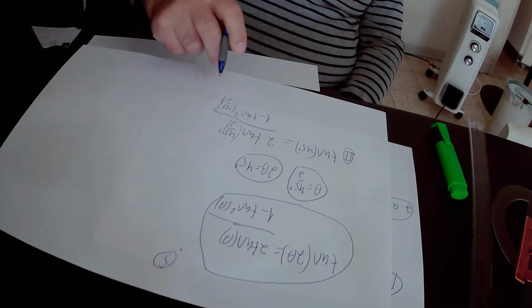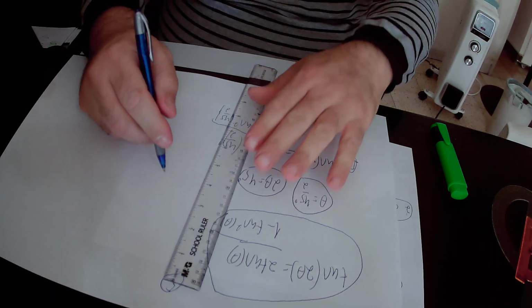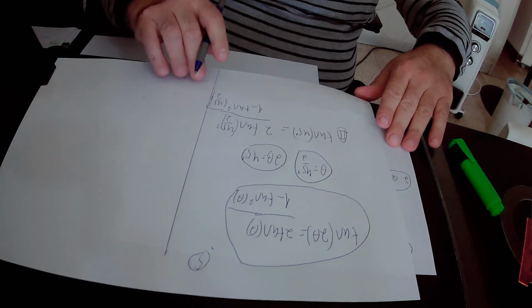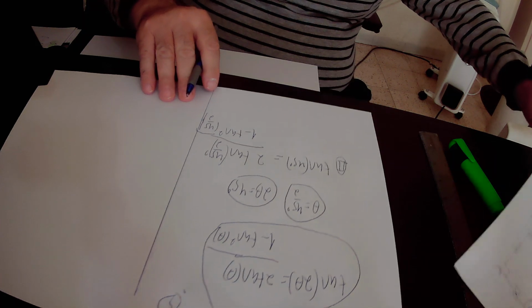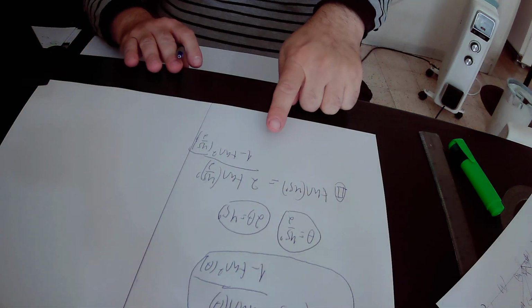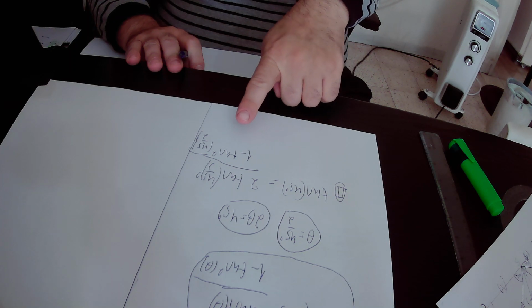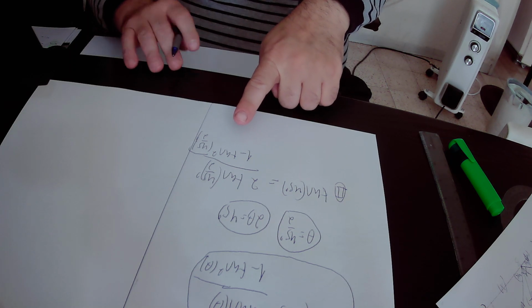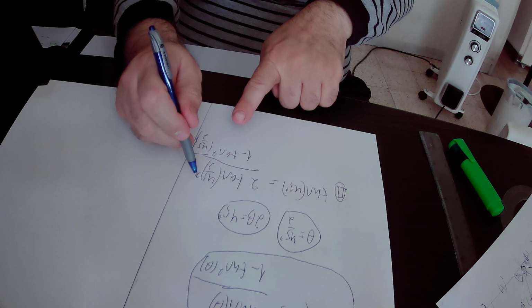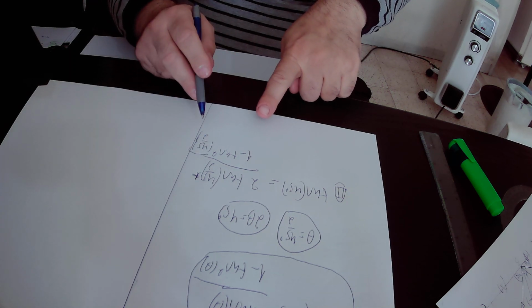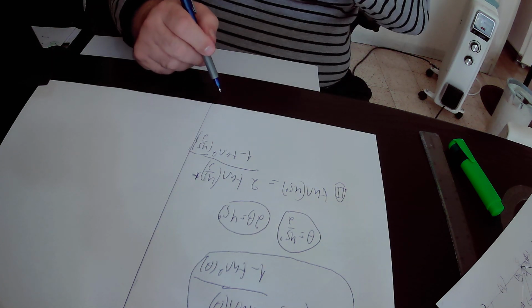So in conclusion, we found out that according to equation number 2, tangent 45 degrees equals 2 times tangent 45 over 2 degrees over 1 minus tangent square 45 over 2 degrees.